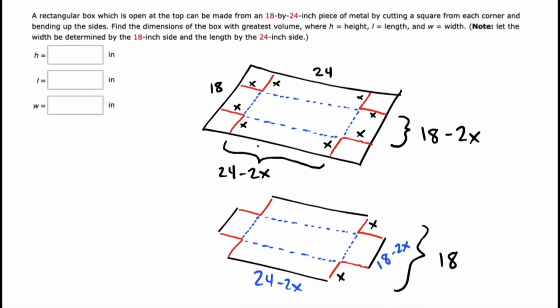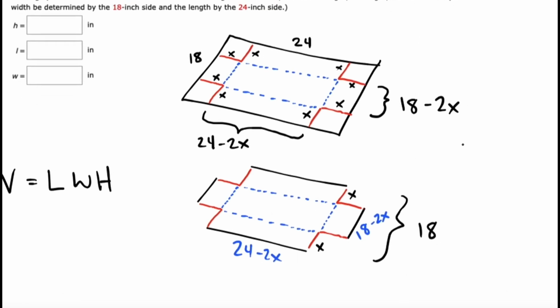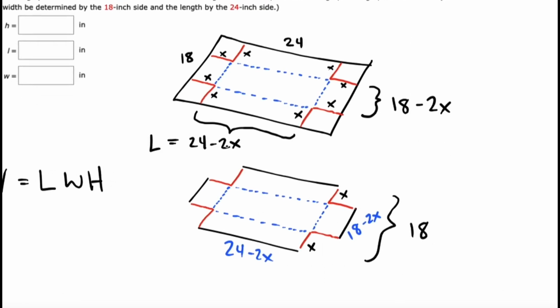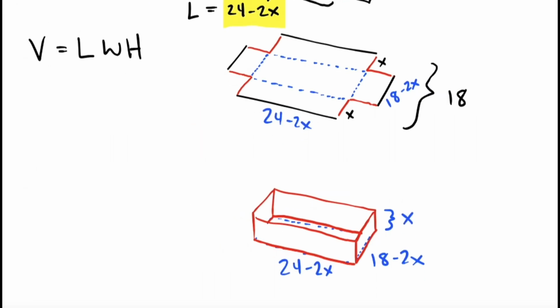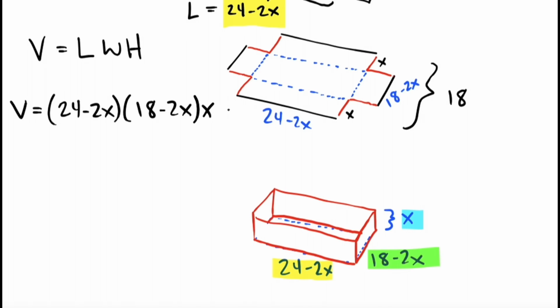So we can make a volume in this problem as a function of x by doing the length times the width times the height. But see, the length is 24 minus 2x, and the width is 18 minus 2x. So I'm going to take these formulas and substitute them in, and then finally also the x. So yeah, we're just going to multiply all these three things together. So you got 24 minus 2x, 18 minus 2x, and x.